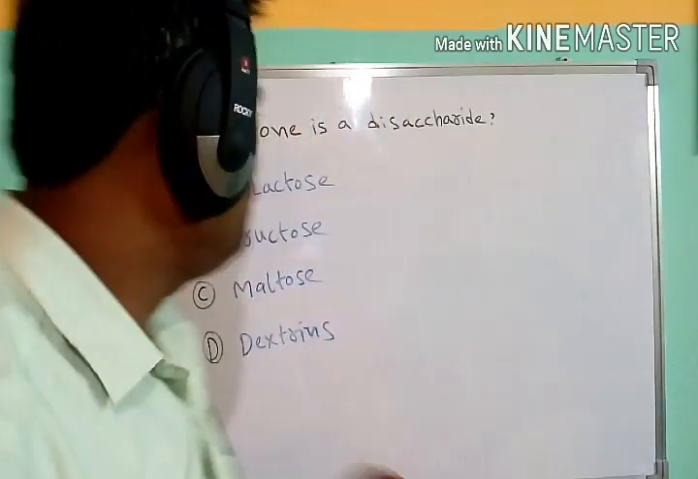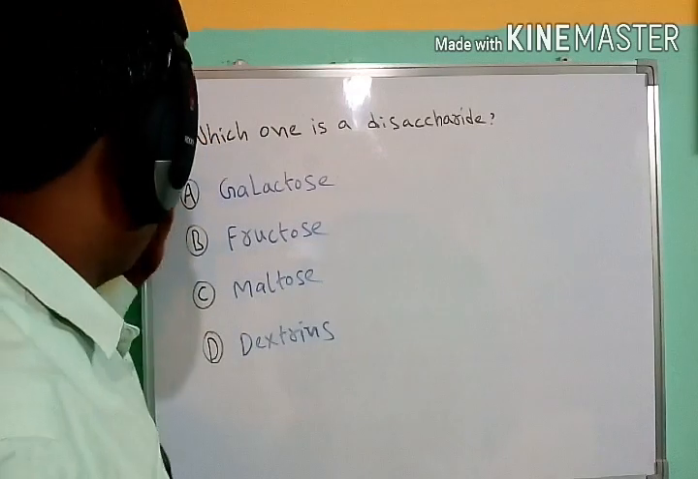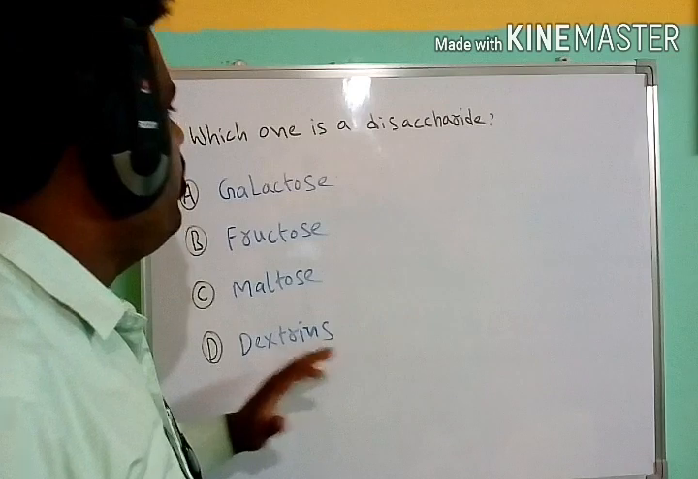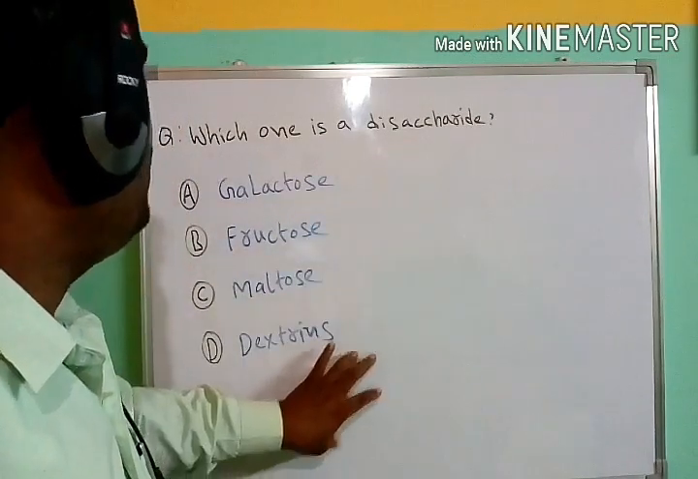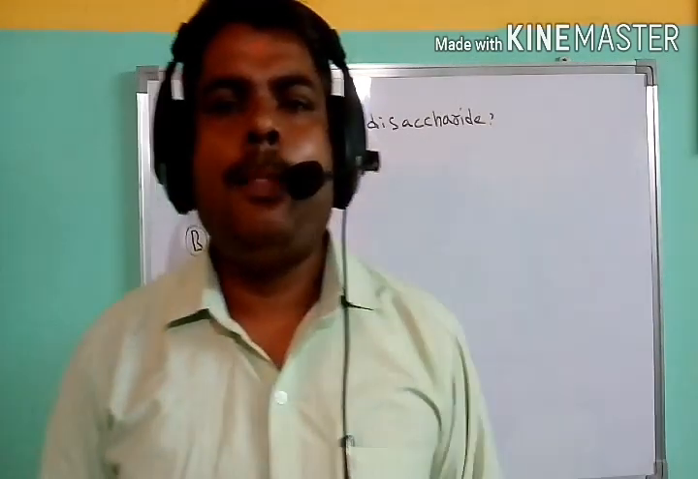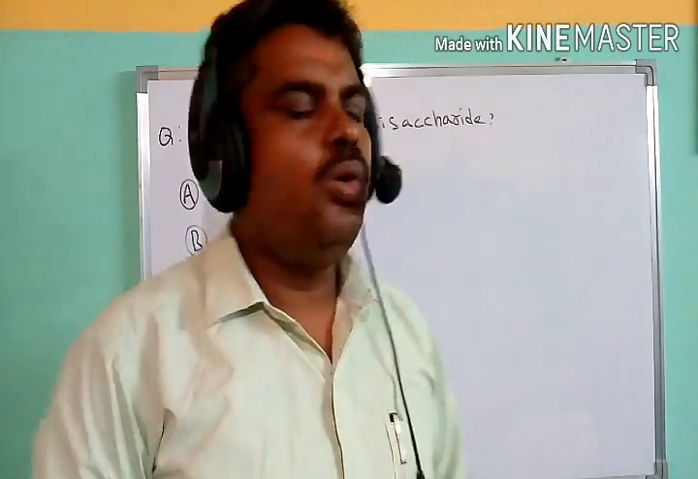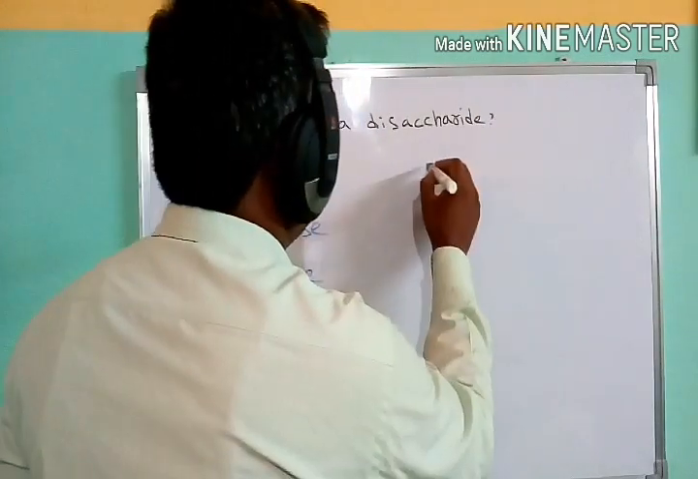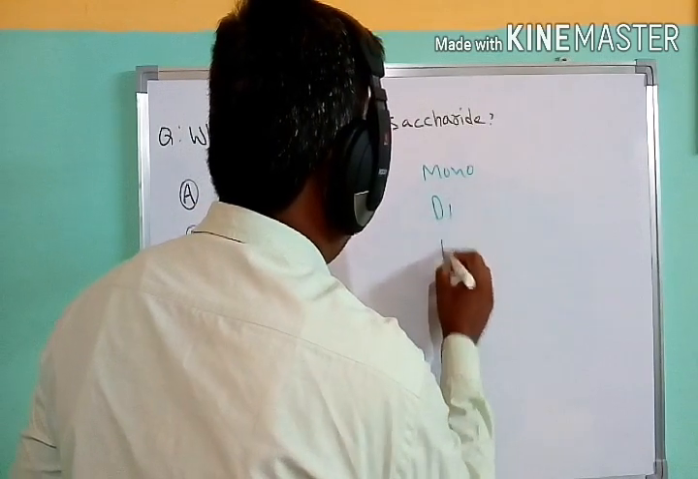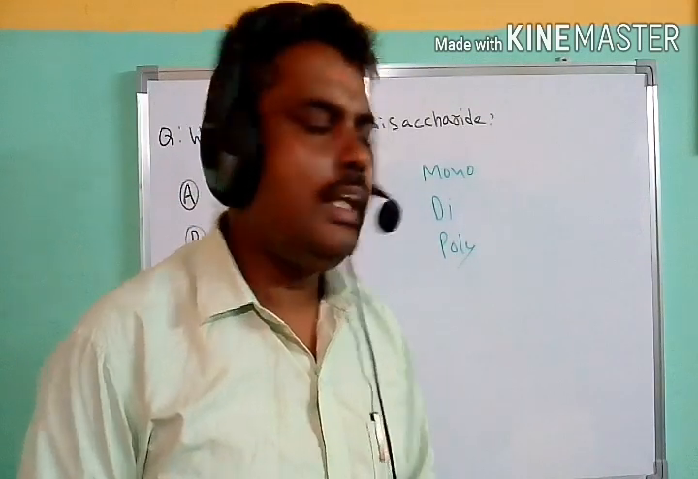Let's come to the question. Which one is a disaccharide? Here they have given some carbohydrates. Among all these carbohydrates, we have to identify which carbohydrate comes under disaccharides. As we know, carbohydrates are mainly classified into monosaccharides, disaccharides and polysaccharides.